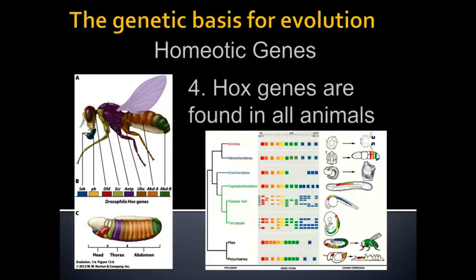The fourth characteristic of these Hox genes is that they are found in all animals. Now, I want to make it clear because I find very commonly that when we say animals, biologists, even biology majors, will have something in their head that's confused. So animals is the group Metazoa. Okay? So humans are animals. All mammals are animals. Arthropods are animals.